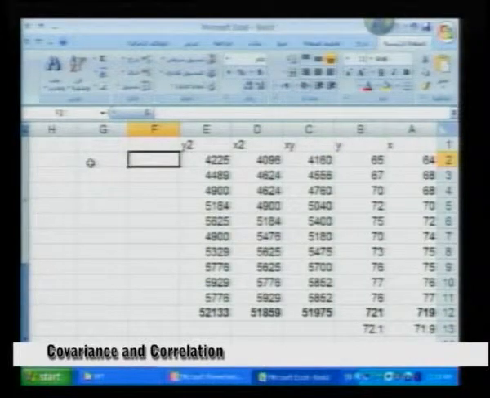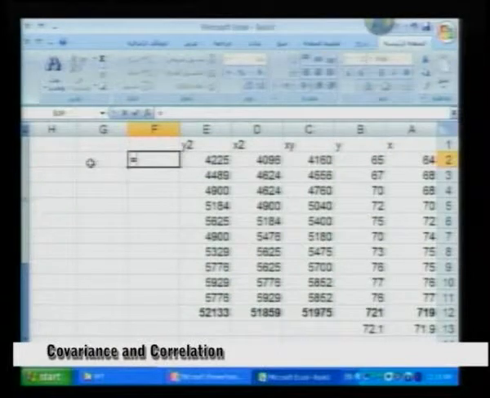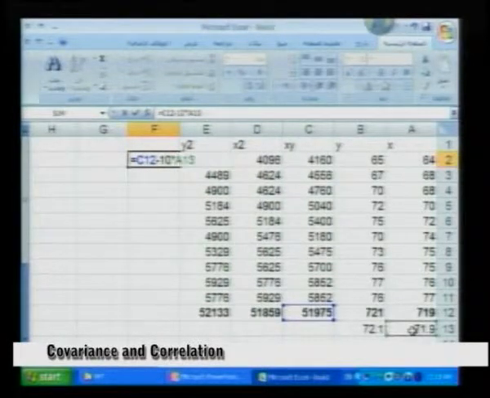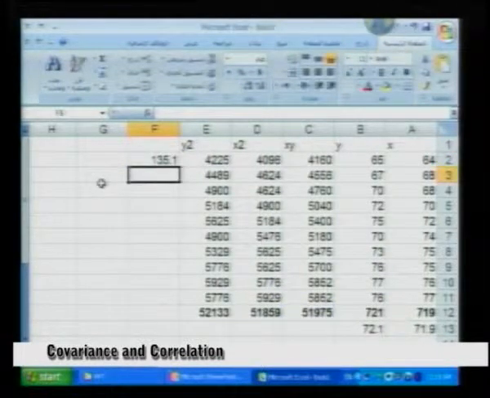Let's see how we can compute R. We have the sum of xy minus n, which is 10, times x bar times y bar. This is the first quantity.